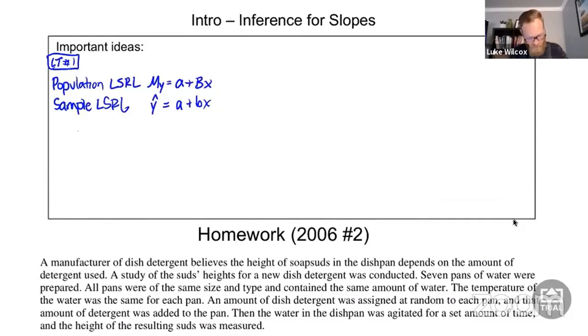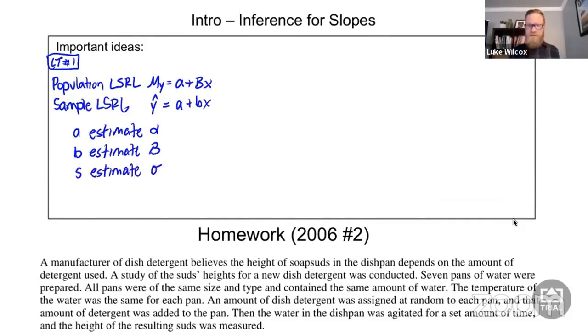And so what this means is that the a value, which is the sample y-intercept, is going to be used to estimate alpha, which is the true y-intercept for the whole population. b is going to be used to estimate the slope of the population LSRL, beta. Then I'm going to add one more in here, which we mentioned on the previous page, that s, the standard deviation of the residuals, is going to be used to estimate sigma, which is the standard deviation of y for each x value. So very important here, all these values, because they're based on a sample, are statistics. All these values, because they're based on the population, are parameters.